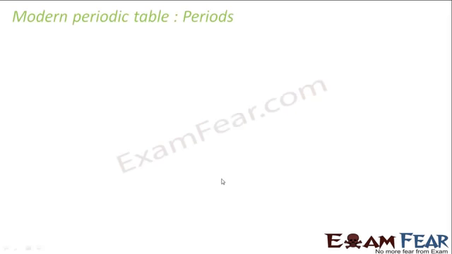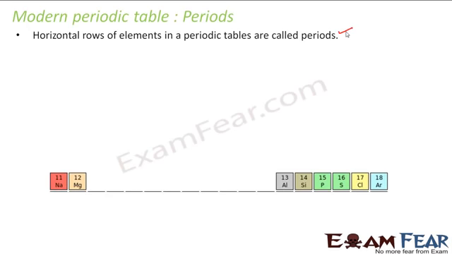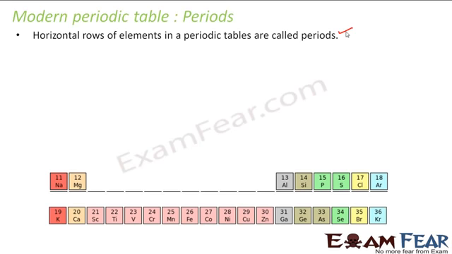As I told, a modern periodic table has periods and groups. Let's understand the periods in detail. So horizontal rows of elements in a periodic table are called periods. Correct? For example, this is one period, this is another period. And there are some properties of periods.